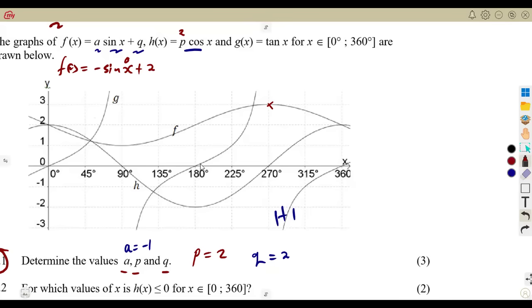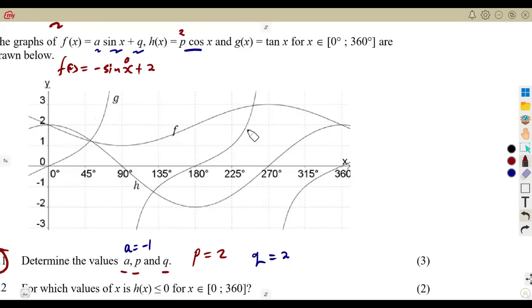That is how it was supposed to be. If you substitute any value, if you substitute 180 here, you must get your answer as +2. Sorry, this one, 180 is going up to 2. 270 is going up to 3. 360 is going up to 2. If you substitute these values and you do not get those answers, it means our graph is wrong.